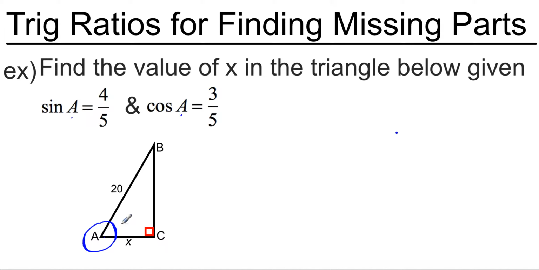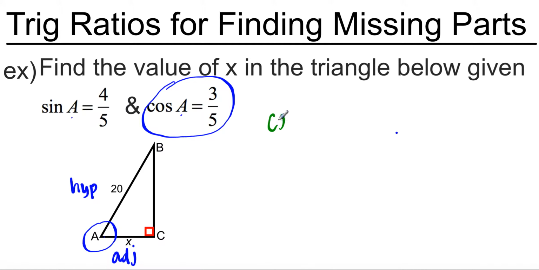Earlier, we labeled it theta. It's all the same thing. And the x is actually next to angle A. That's what we call adjacent. And the 20 is the hypotenuse. And so when I see the words adjacent and hypotenuse, I know that I'm talking about cosine. So I'm going to use the information about cosine to find this missing leg.